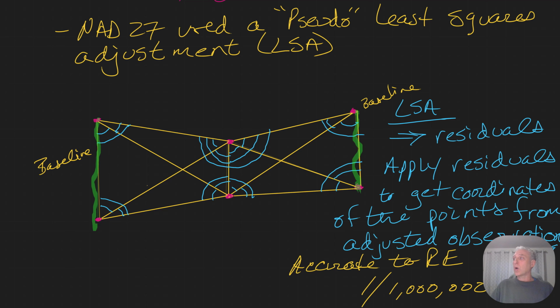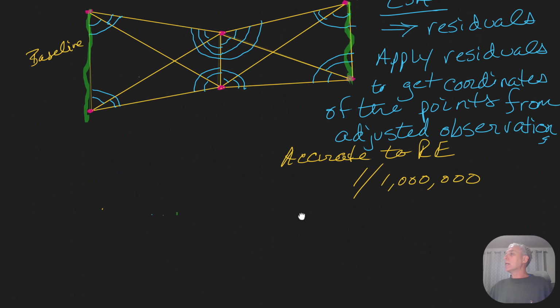Now remember, when NAD27 was being developed, we were still pulling chain. Probably we were using theodolites for angles. So the redundancy and the adjustment were essential to get reliable coordinates as well as the standard deviations of those coordinates. And that is, in a nutshell, the NAD27 datum.